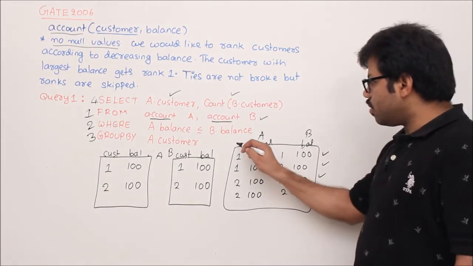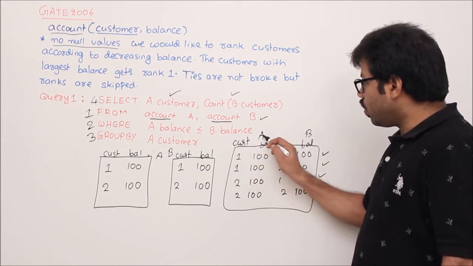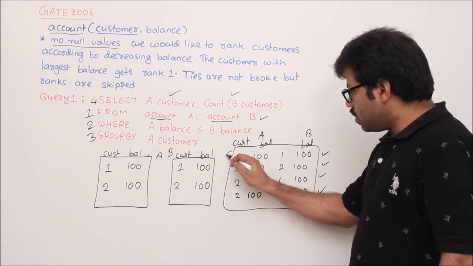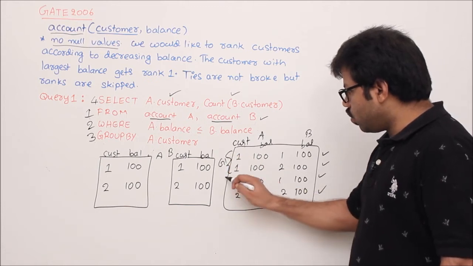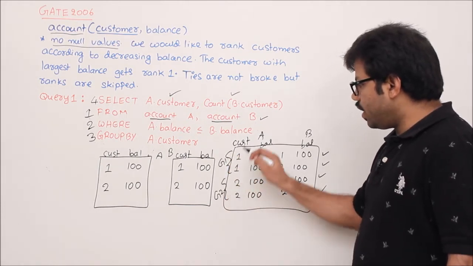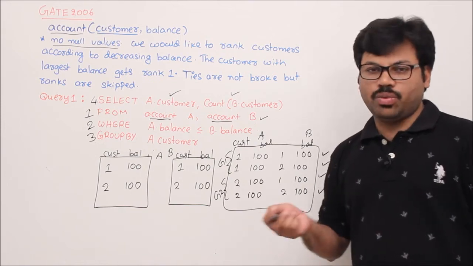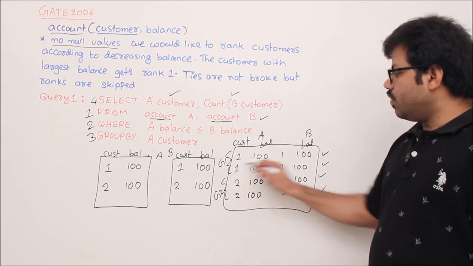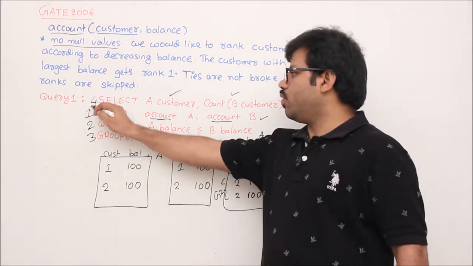So what is customer here? This one, right? Group by A dot customer. Then this is group number 1, this is group number 2. Correct? Every distinct customer is a group. Now in G1, what we have to do? Go to step number 4.